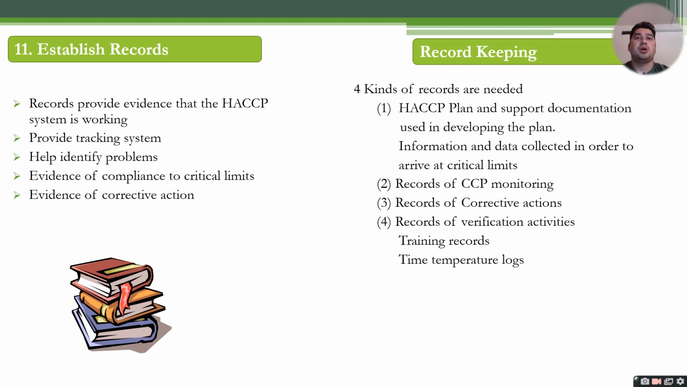Record keeping, four kinds of record are needed: the HACCP plan and support documentation used in developing the plan, information and data collected in order to arrive at critical limits, records of CCP monitoring, records of corrective actions, and records of verification activities. Training records, time temperature logs, cleaning records, whatever things you are performing, all of these should be recorded. Why do we need to record it? As evidence. If in the future anything goes wrong, only these records will protect you, nothing else. So keep that in your mind.